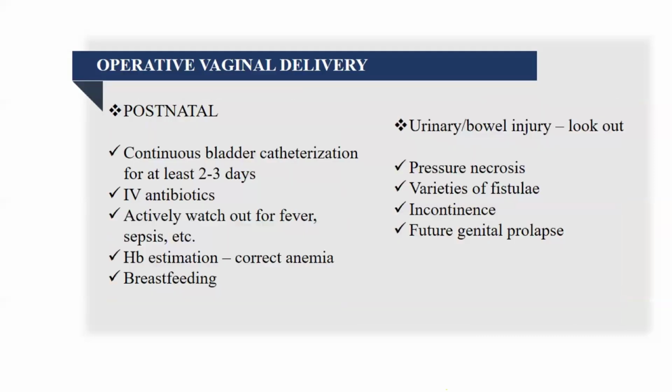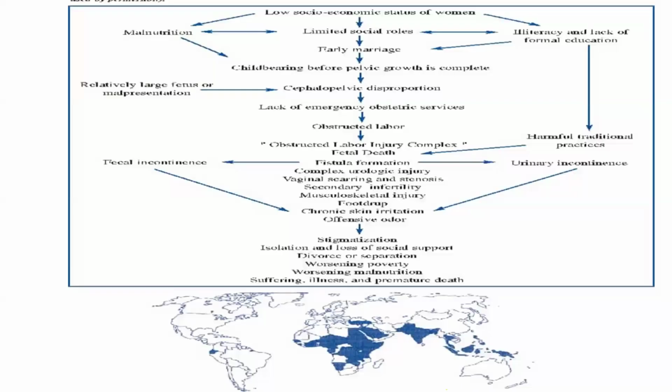So for post-operative vaginal delivery, it's prudent to keep the catheter in situ for at least 2 to 3 days, continue IV antibiotics, and you actively look out for fever, sepsis, etc. HB estimation to correct anemia, breastfeeding, and then you actively look out for urinary bladder and bowel injury caused by pressure necrosis. A variety of fistula may form, urinary and fecal incontinence, and future development of genital prolapse.